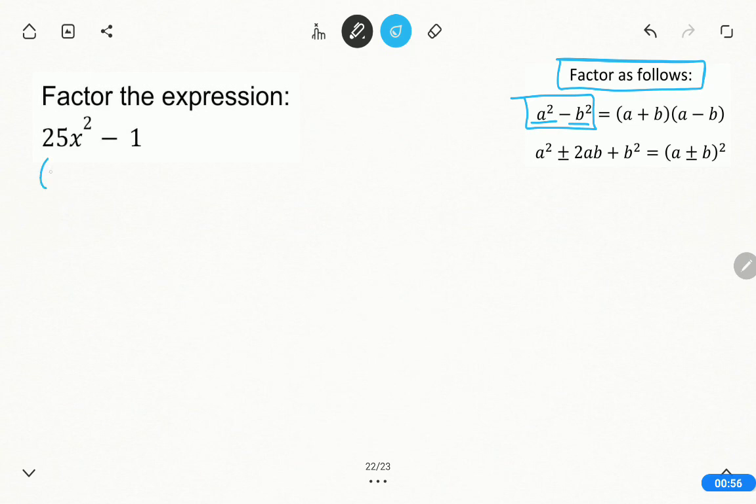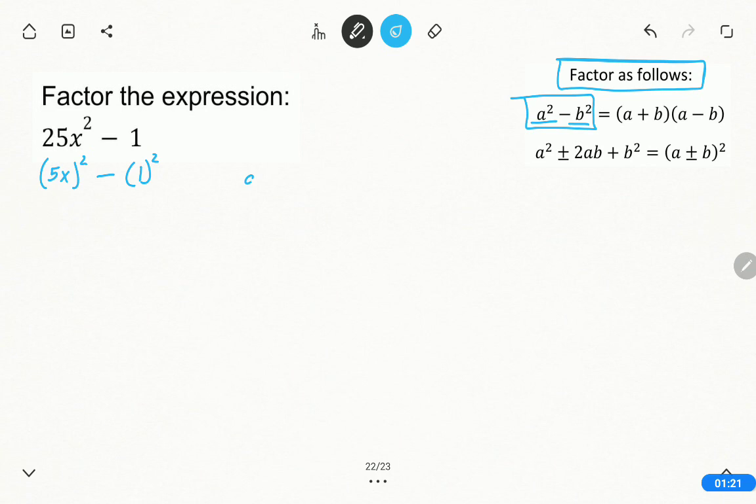Well, yes. 25 is 5 squared. And x squared is a perfect square. We square x to get x squared. In the second term, 1 is also a perfect square. A lot of times I find people forget about it, but 1 is itself squared. So 1 is also a perfect square.